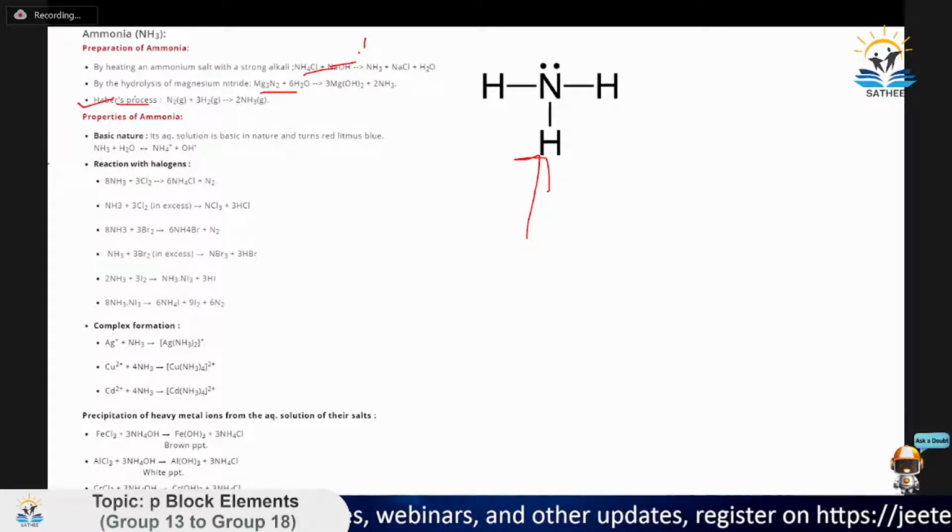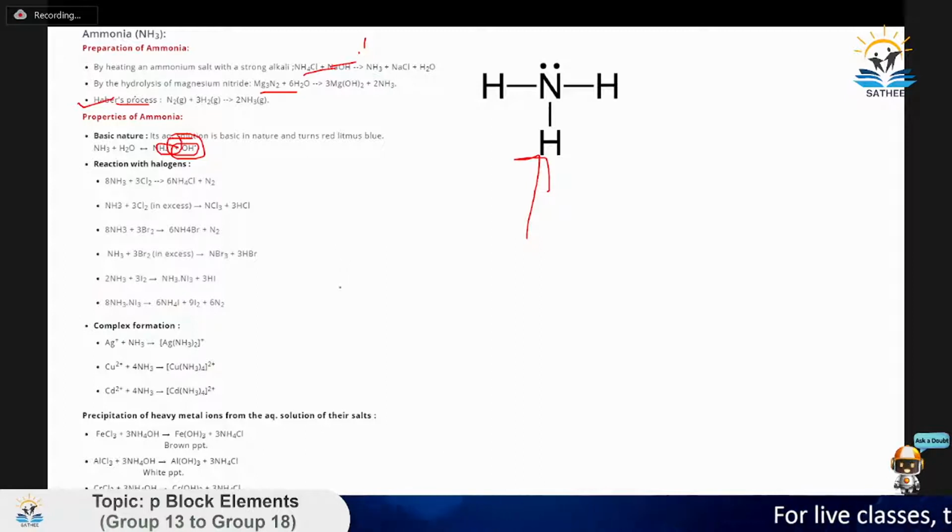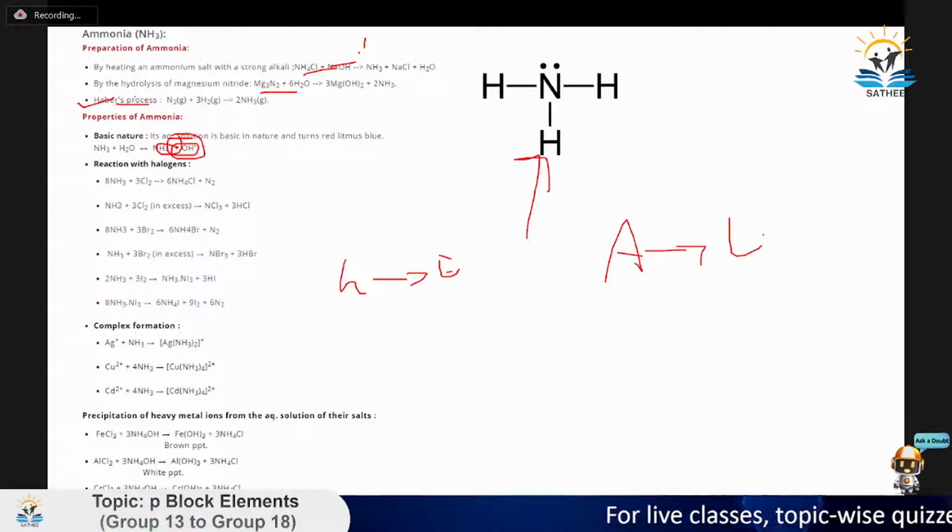If we talk about properties of ammonia, ammonia is basic in nature. We all know that. To prove it, we hydrolyze it, and that gives ammonium and a hydroxyl ion. Because it gives a hydroxyl ion, it is basic in nature. That is a proof. Now, ammonia reacts with halogens, kind of all of them. And there are two possibilities: either the halogen is in excess, or ammonia is in excess. One of them will be in excess at a time.